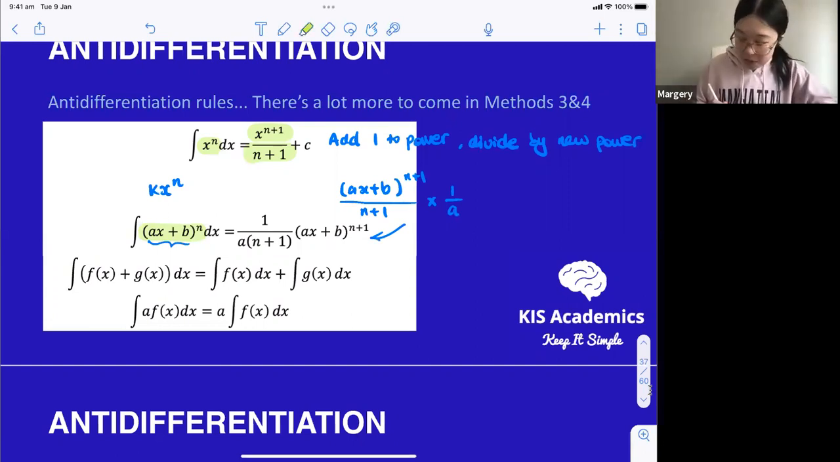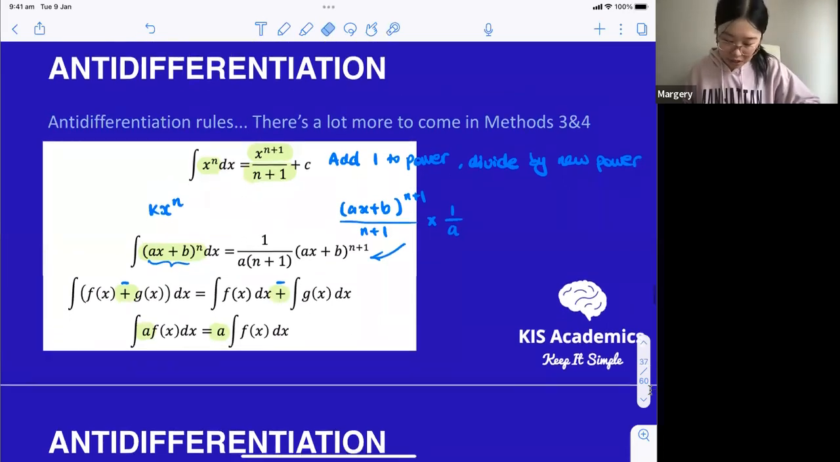And these next two points are fairly similar to differentiation. So when we have the anti-differentiation of f(x) plus g(x), it's the exact same as when we differentiate. We can split it up into these two and have a plus in between them. If I had a minus between them, again, I would have a minus between the two integrals there. And if I have a function a times f(x) and I wanted to anti-differentiate that, then I can bring the constant out to the front and just anti-differentiate my f(x). So those are a few different rules in terms of anti-differentiation.